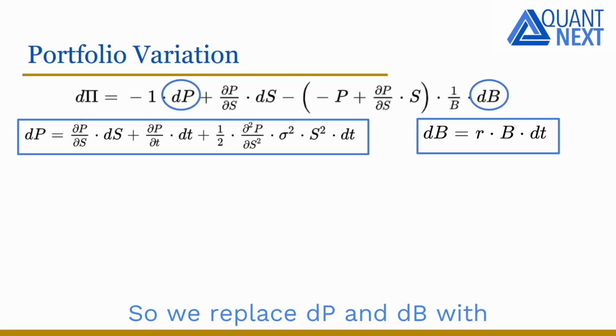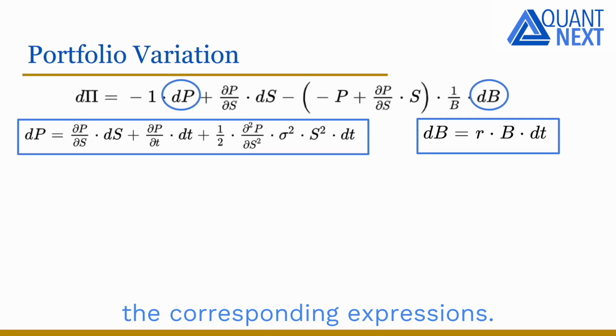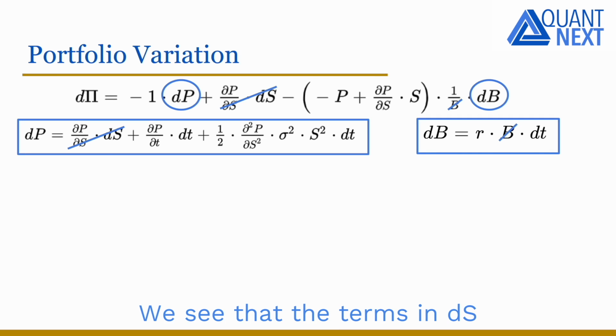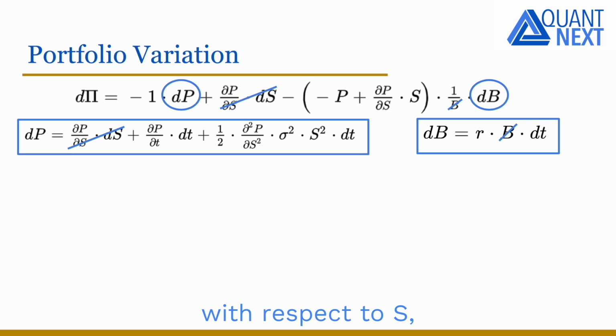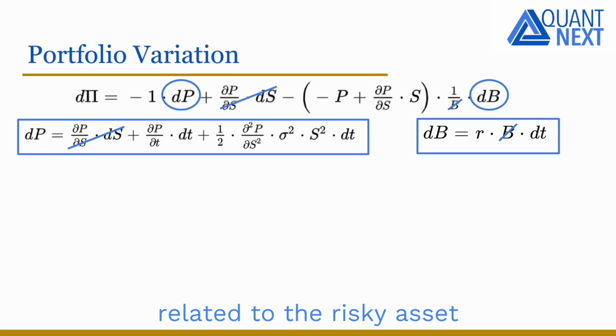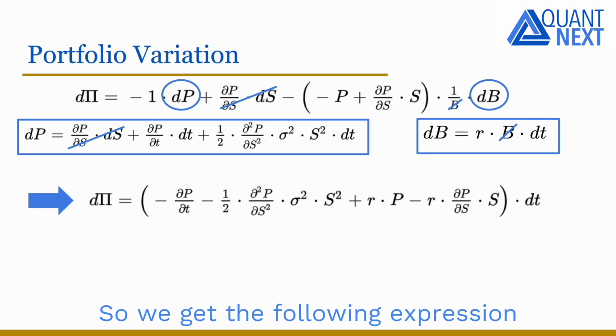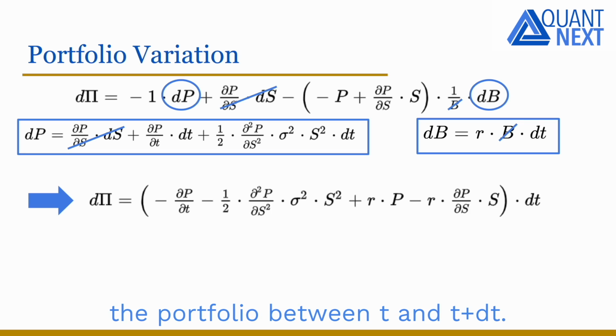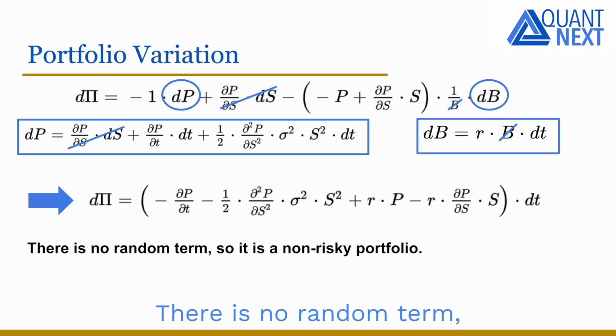So we replace dP and dB with the corresponding expressions. We see that the terms in dS cancel each other. By purchasing a quantity equal to the partial derivative of the price with respect to S, we are able to cancel the risk related to the risky asset in the portfolio. So we get the following expression for the variation of the portfolio between t and t plus dt. There is no random term, so it is a non-risky portfolio.